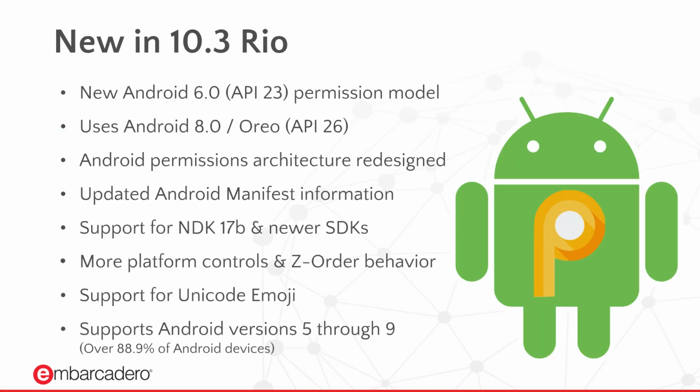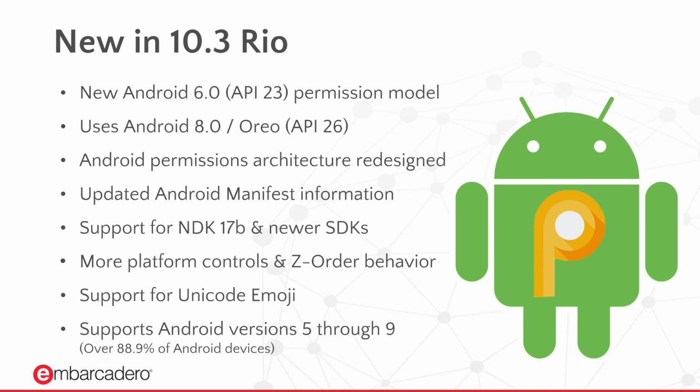New in 10.3 Rio is the new Marshmallow Android API 23 permission model, but we're using Oreo API 26 to build. So we've moved way forward. I can't remember what version I was using before, but I was using a very old version. Now we're using Oreo. So that means a lot of changes throughout the library because it's using the new target SDK version. The Android permission architecture is redesigned to support the new permission model. Also, the Android manifest has been updated with the new information because we are targeting a new SDK.